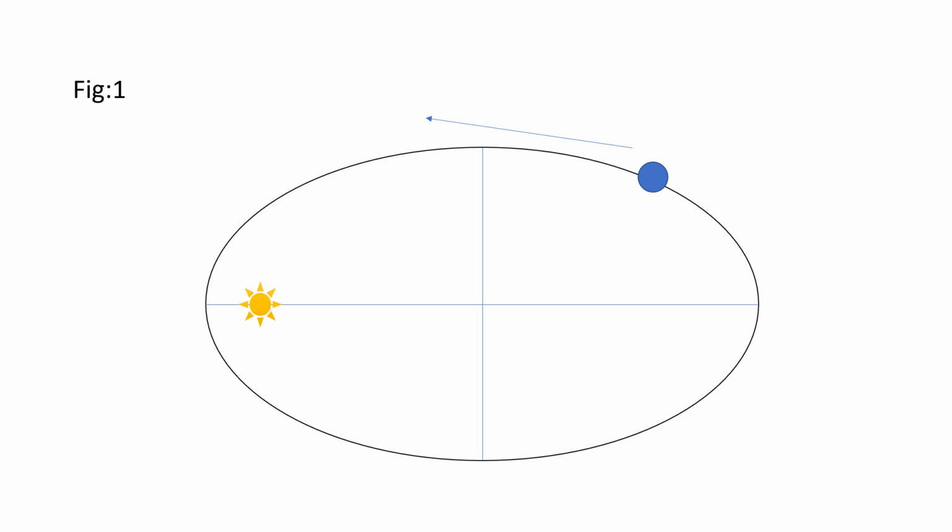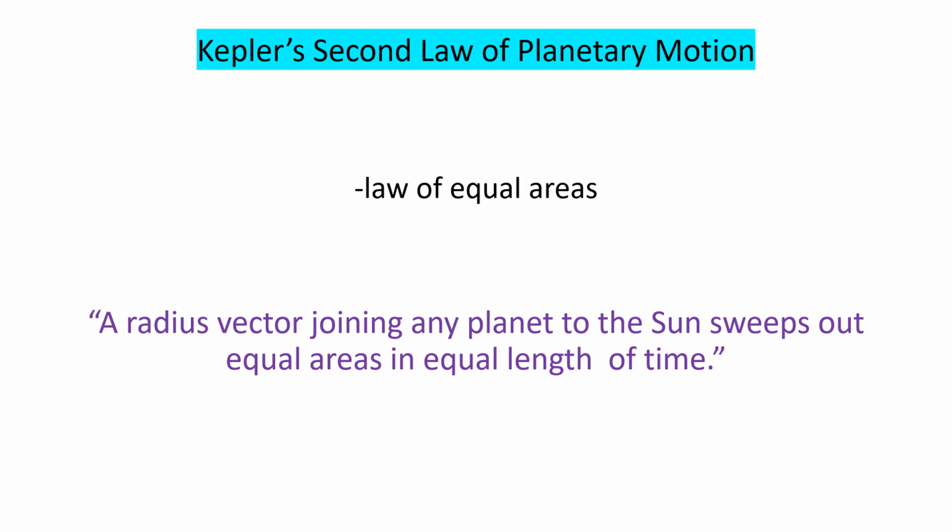Now, let us move on to the second law of planetary motion. The second law of planetary motion, also known as the law of equal areas, states that a radius vector joining any planet to the Sun sweeps out equal areas in equal lengths of time.